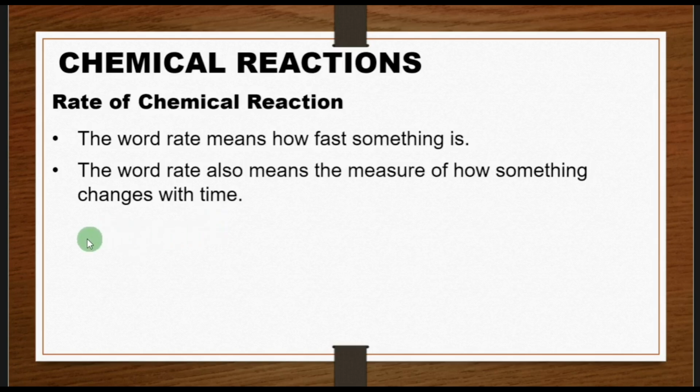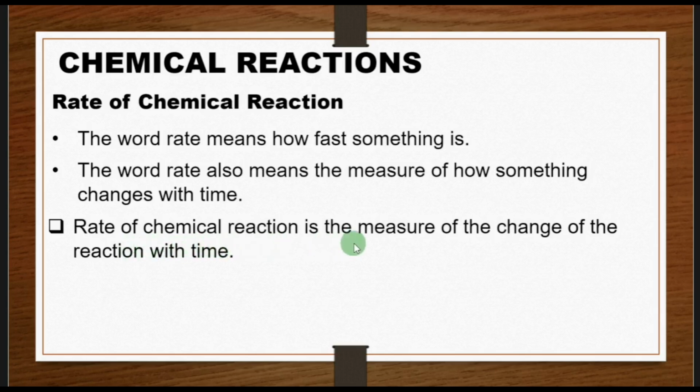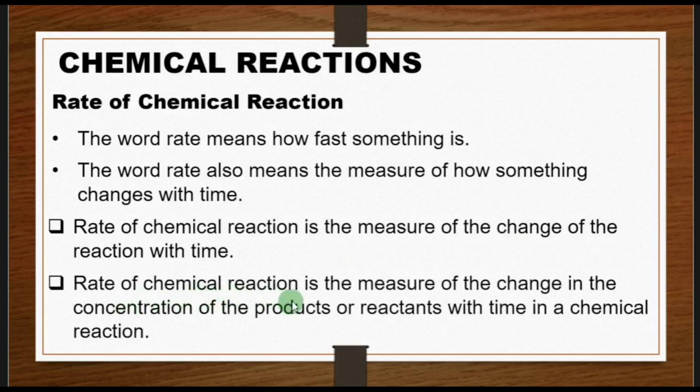This simply means that the rate of chemical reaction is the measure of the change of the reaction with the time. As the reaction is taking place, you must understand that the reactants are reacting to form more products. So the reactants' concentration is decreasing while the products' concentration is increasing as time is passing. Scientifically, we define the rate of chemical reaction as the measure of the change in the concentration of the products or reactants with the time in a chemical reaction.